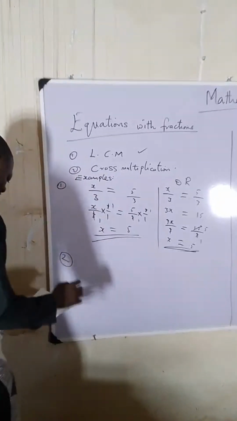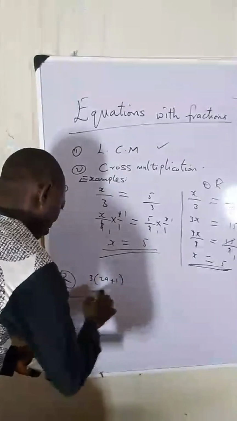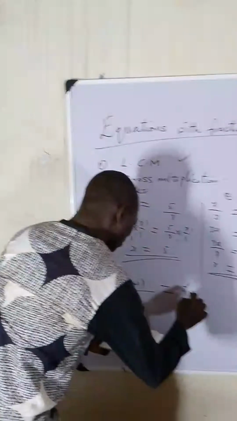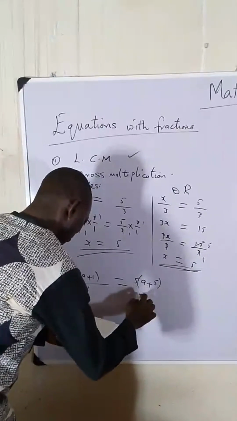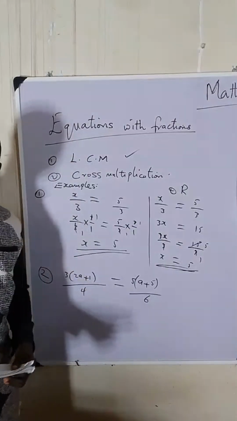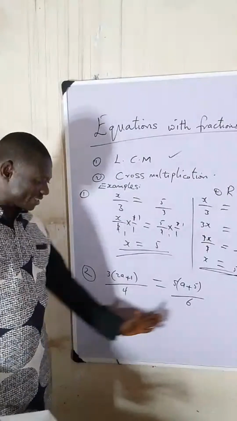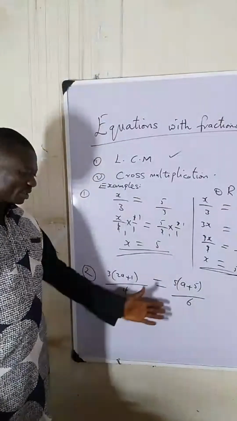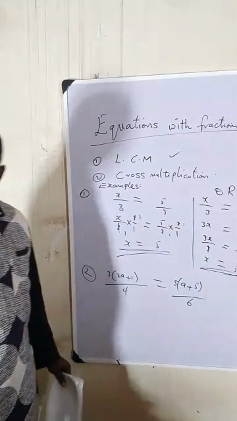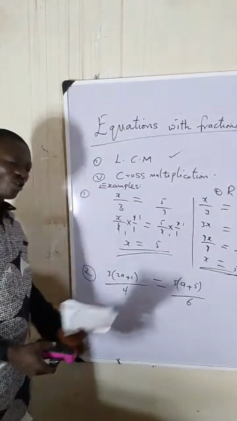And example number 2. Consider example number 2 to be 3 into (2n plus 1) bracket over 4 being equal to 5 into (n plus 5) bracket all over 6. Yes, the denominators we have there are 4 and 6. If you're going to cross multiply, it will agree, because we have one fraction on the left hand side and one fraction on the right hand side. If you are going to use LCM method, it will also work for us.